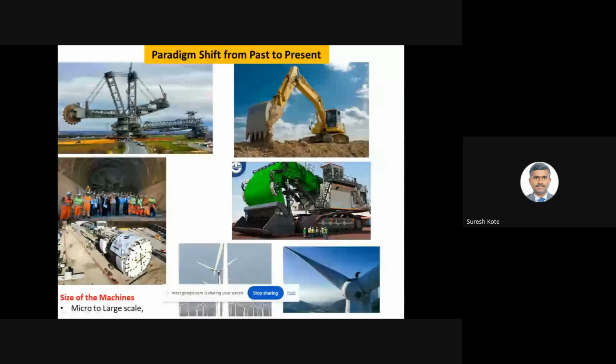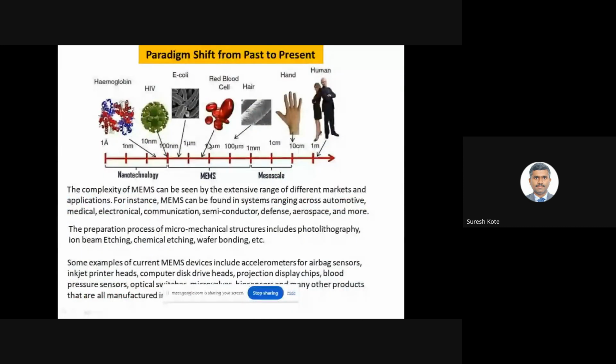So these are the very large machines, and of course, wind turbines. There are so many similar machines which are very, very large. And in the next slide, I'll show you the size of the machines in MEMS, ranging from 100 nanometers to 1 millimeter. These MEMS devices are used in automotive, medical, electronic, communication, semiconductor, defense, aerospace, and more.